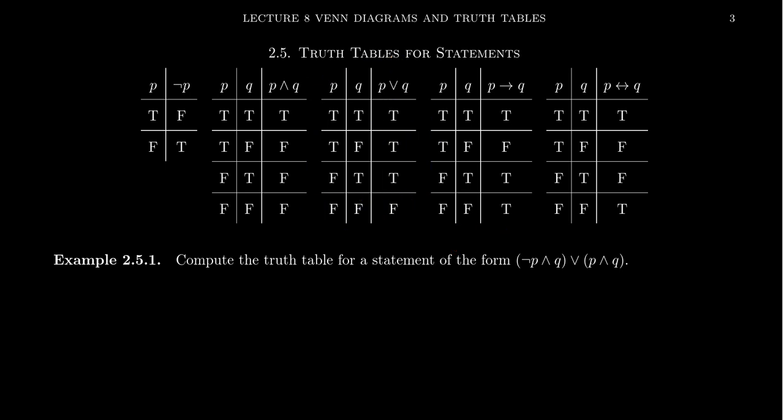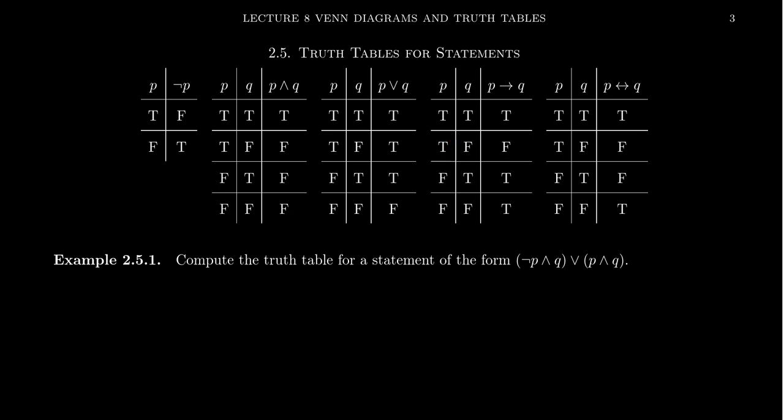So now remember our conditional statement like we see right here. We draw this with an arrow. The order does matter. We have our hypothesis here and our conclusion there. Again, there's two primitives involved here, so we have four combinations. Now, a conditional is only false when the premise is true, but the conclusion is false. And that makes the conditional statement false.